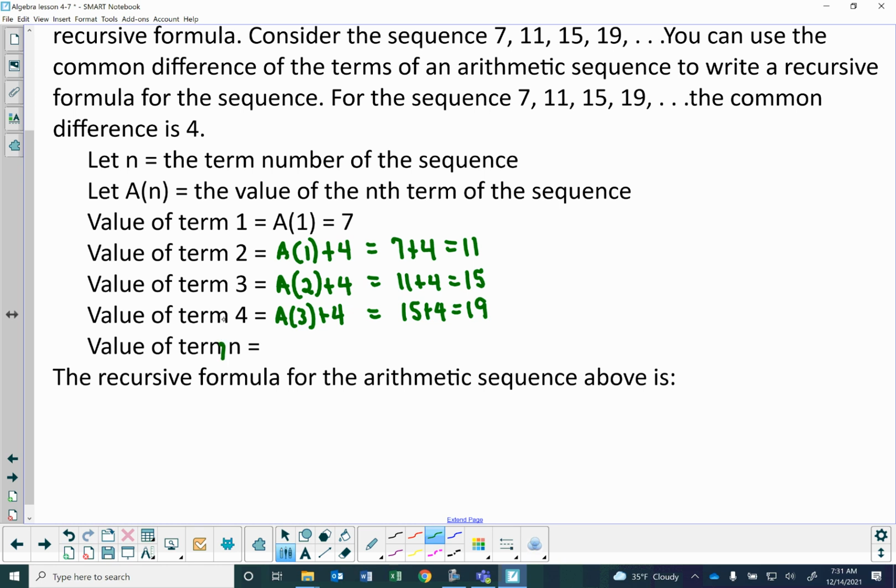And the value of the term n. Okay, so term n would be, if you notice, your term is always one less than your term number. Term 2 is a of 1. Term 3 is a of 2, and term 4 is a of 3. So the nth term should be a of n minus 1, because we have to subtract 1, and then we have to add 4 to it. So that is the recursive formula. So the recursive formula for the sequence above is a of n minus 1 plus 4. So if you need to find the 25th term, you have to know what the 24th term is and add 4 to it, okay, which can be a little bit frustrating.